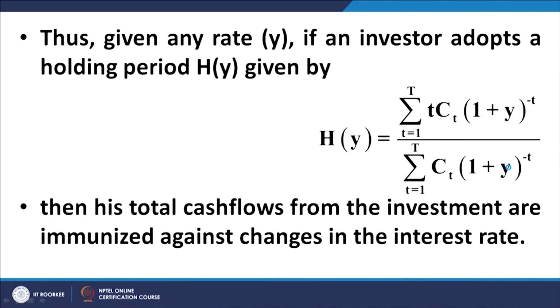Thus, given any rate y, if the investor adopts a holding period h, which is given by this expression, of course, in the special case that y is equal to the ytm, the denominator can be replaced by p0, then his total cash flows from the investment would be immunized against changes in interest rate, precisely what I have explained just now. I repeat, this expression holds in general for all interest rates, but for the special case when y is equal to the ytm of the bond, the denominator becomes the discounted cash flow price of the bond, and we can replace it by p0.